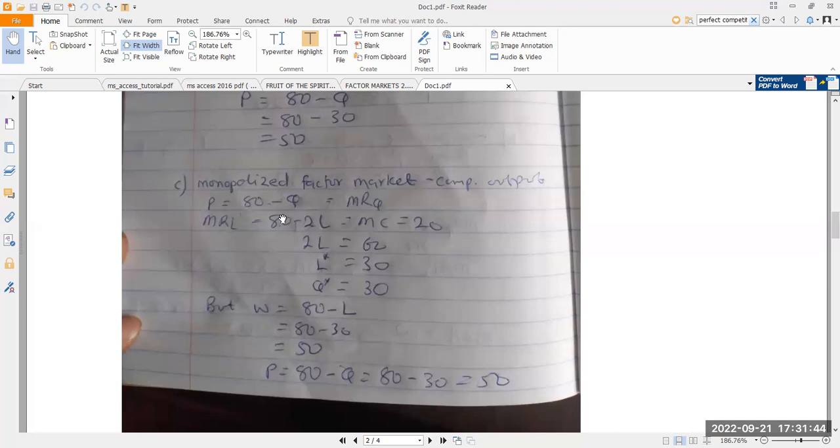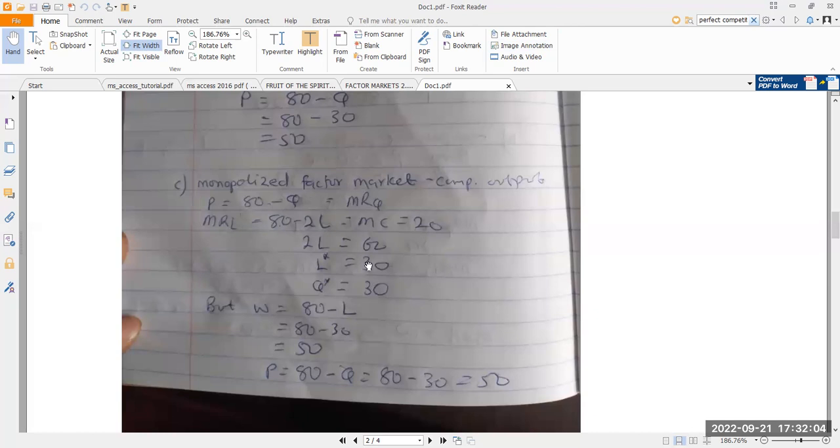So this is his marginal revenue. He will equate this to the marginal cost of what? 20. We were given the marginal cost of 20. So from here, you solve for L. Solving for L, 80 minus 2L is equal to 20. You have 2L is equal to 60. L star will be equal to 30.